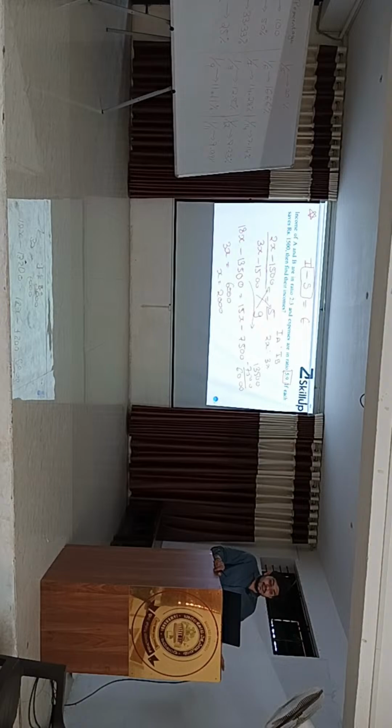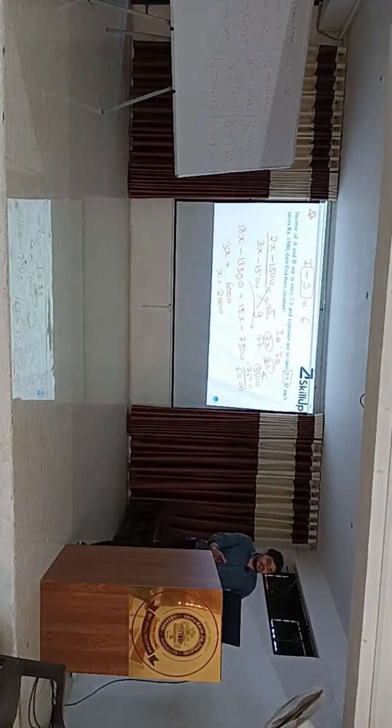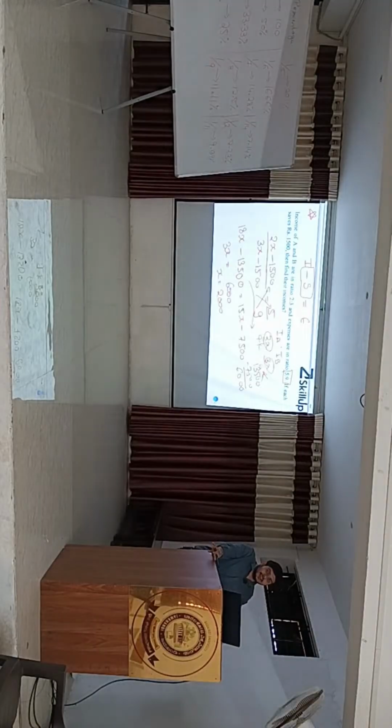Got it? What is the income of A now? X value is 2000, so 2x is 4000 and 3x is 6000. Income of A is 4000, income of B is 6000. Any doubts over here? Solve this question now. After this question, I'll stop this topic.